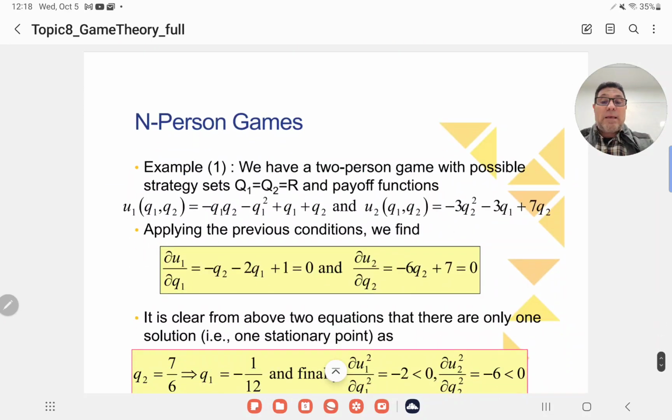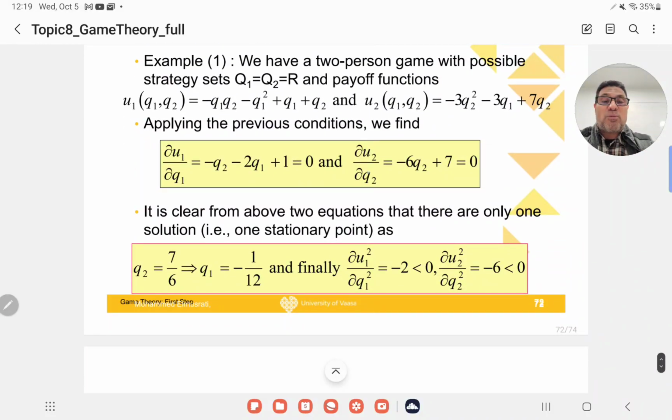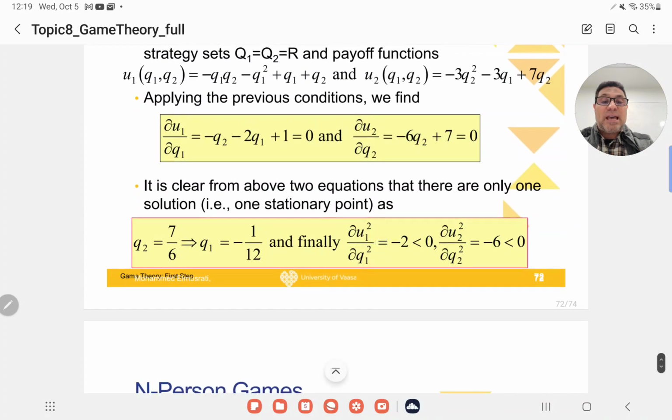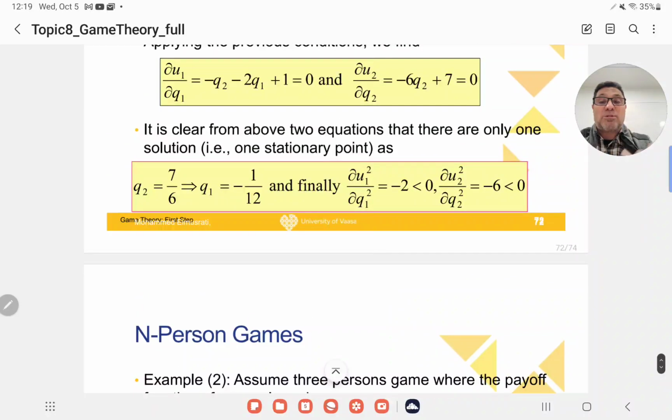Here we have a simple example of a 2-person game with possible strategies that are real numbers, which means they are continuous. This is the utility of the first player, this is the utility of the second player, and then we apply the previous condition. So we differentiate and set equal to 0. Then we check from the above equations that there is a unique solution, and we have a stationary point as shown here. And the second derivative is less than 0, which means that both are maximum. So these solutions are a saddle point. Okay.